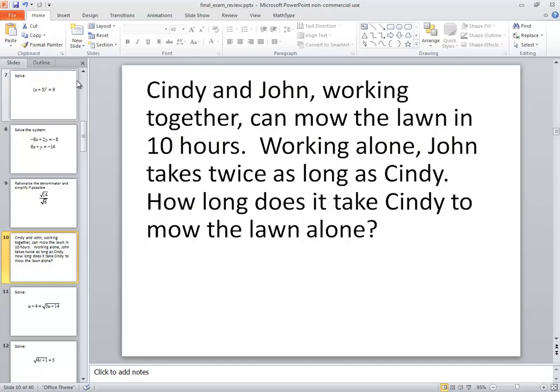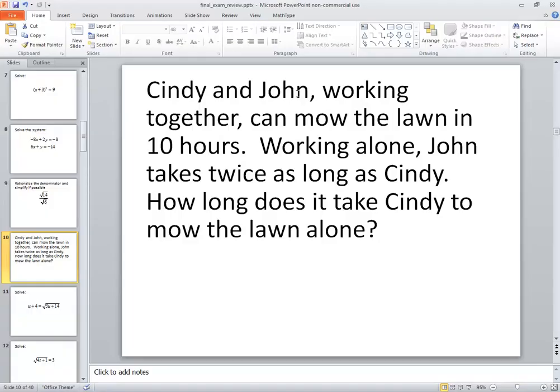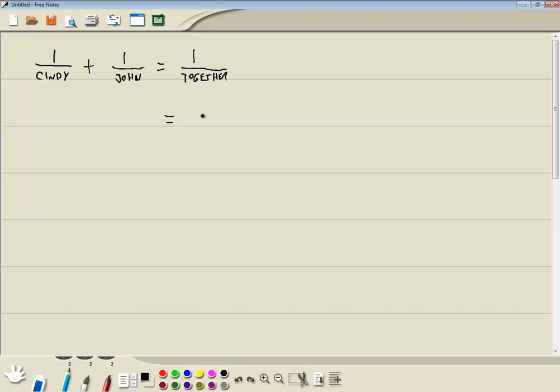So it says Cindy and John. The format of it is you do 1 over Cindy plus 1 over John is equal to 1 over together. So this is a general format. It says Cindy and John working together can mow the lawn in 10 hours. So working together, they can do it in 10 hours, so that would be 1 over 10.